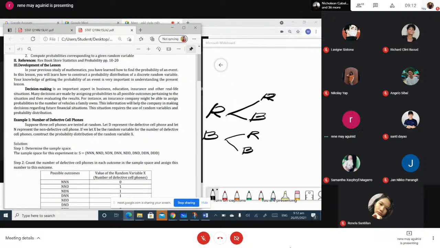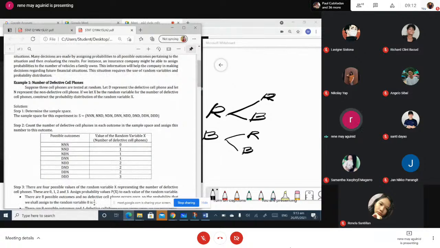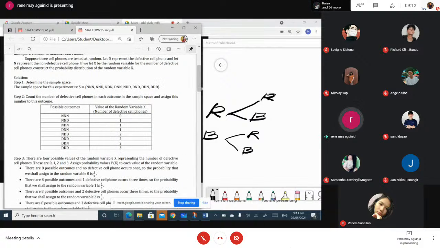So that will be in quarter 4, week 1, where we have decision making. Example 1, the number of defective cell phones. We are back to this problem because this was already given earlier in our SLE 1. So no need to discuss this part.